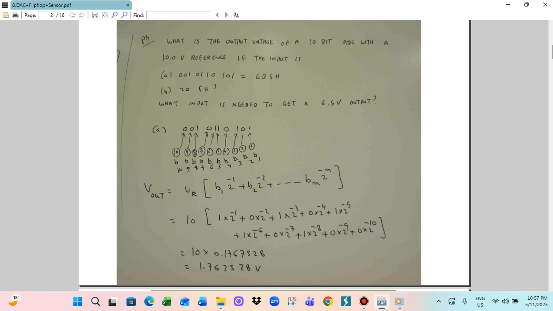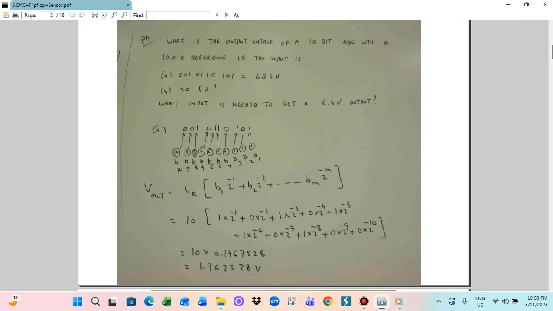So VR is B1 multiplied by 2 power minus 1 plus B2 multiplied by 2 power minus 2, up to Bn multiplied by 2 power minus n. The reference voltage is 10 volts. So B1 is 1 multiplied by 2 power minus 1, B2 is 0 multiplied by 2 power minus 2, plus B3, 1 multiplied by 2 power minus 3, B4, 0 multiplied by 2 power minus 4, B5, 1 multiplied by 2 power minus 5.